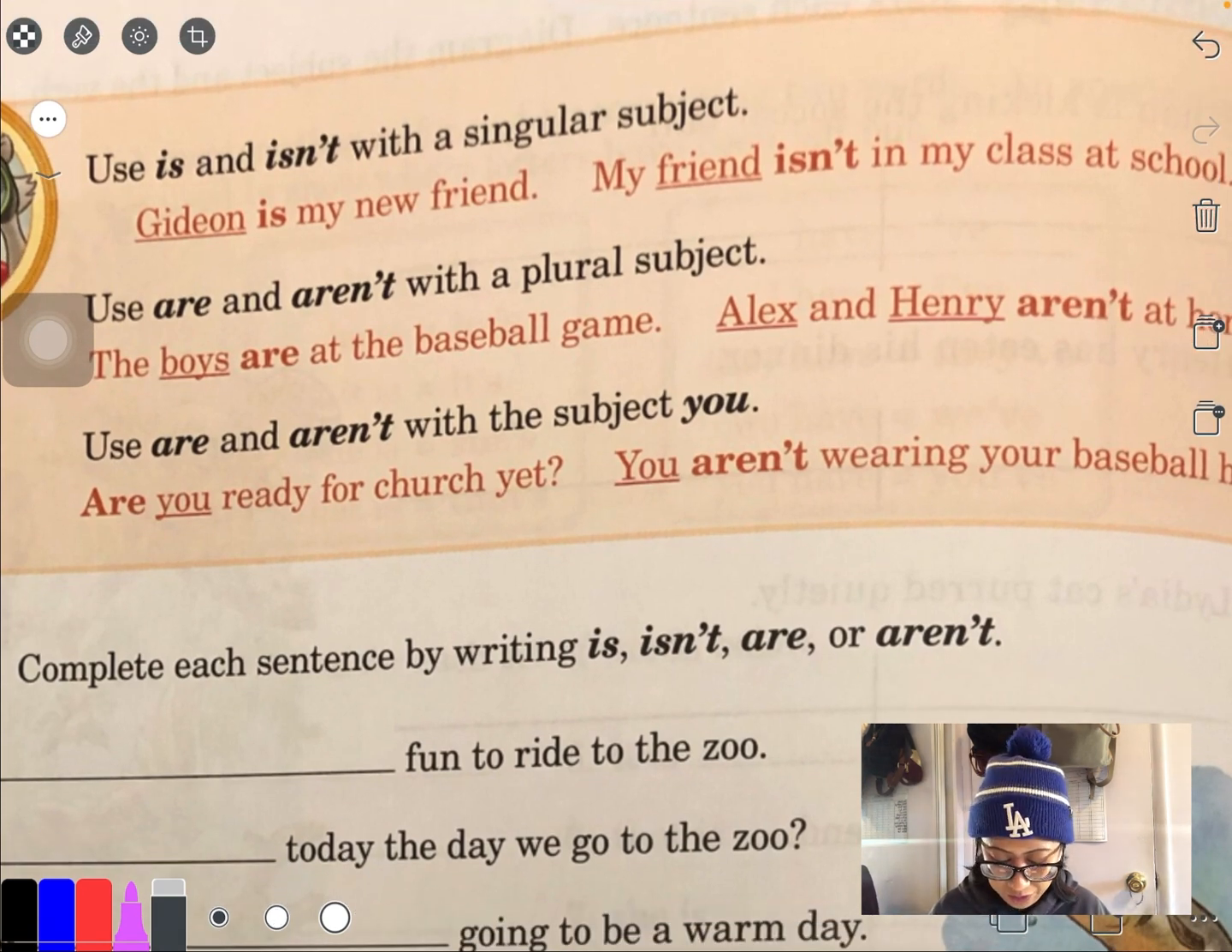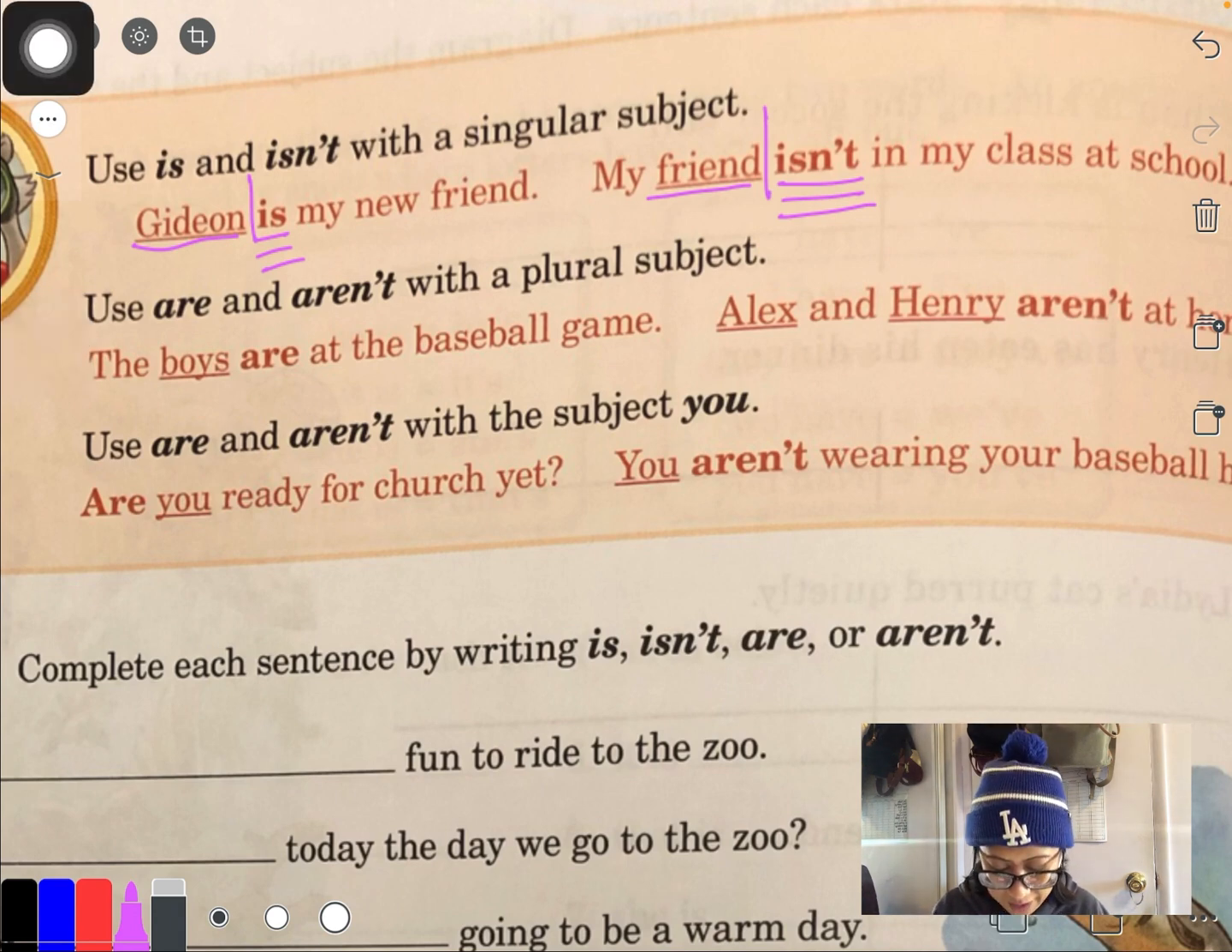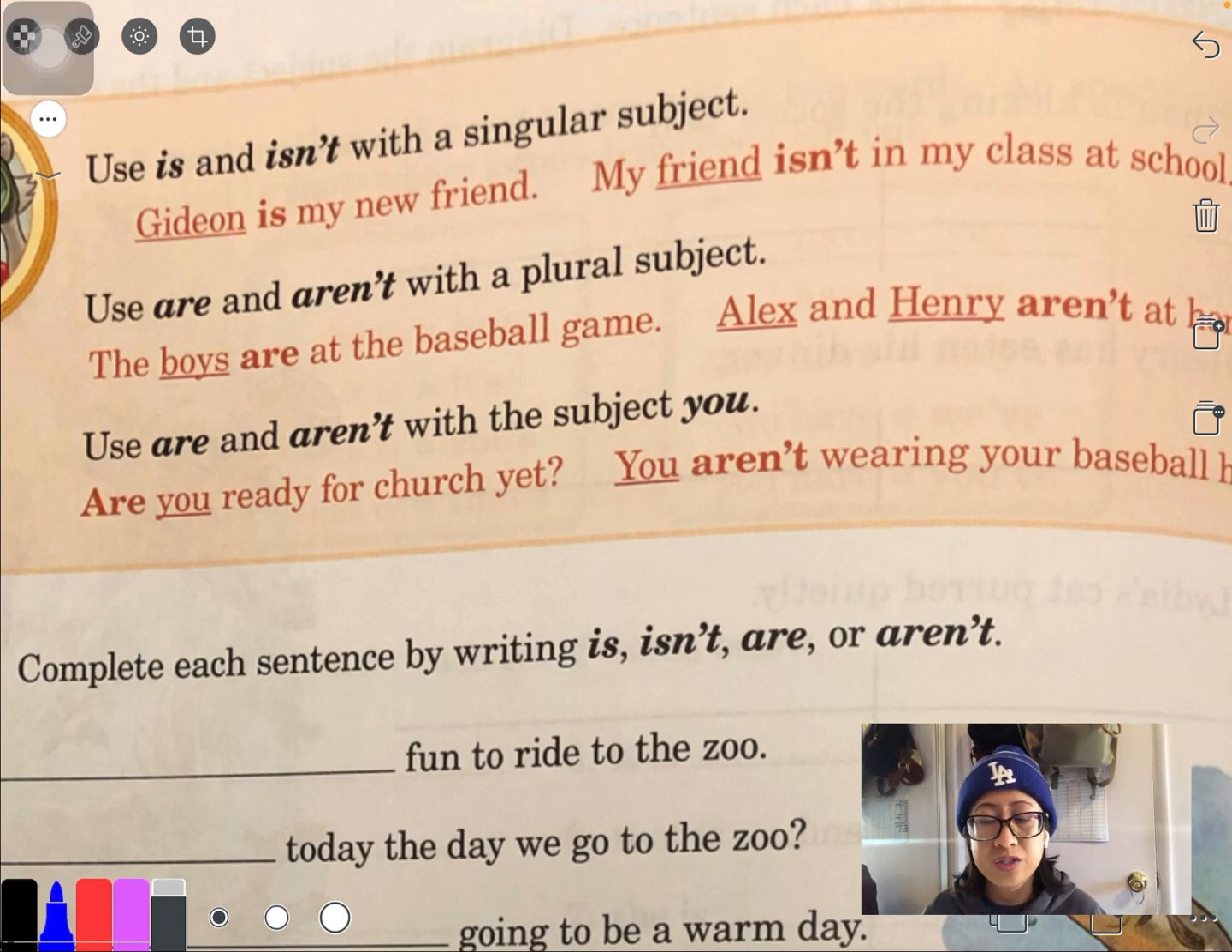I like what they did here. They made the verb bold, and I'm going to underline it twice. And then they underline the subject one time. Remember, the subject is the main person or object doing the action. Okay, so if we were to separate them with a line, it would look just like that. Now, let's see how to use are in a sentence, or the word aren't.